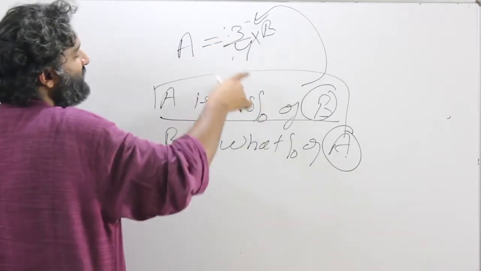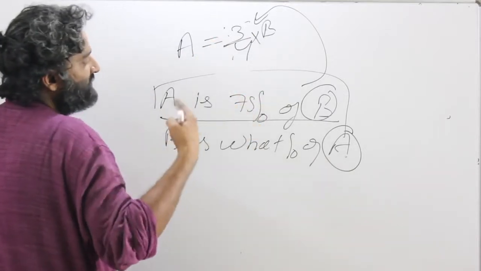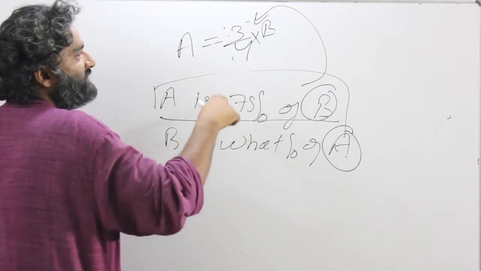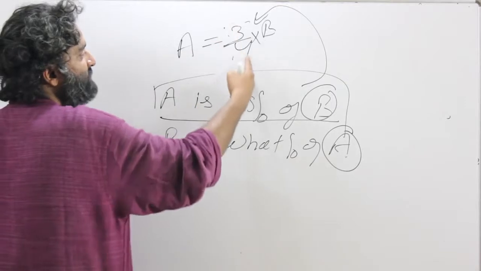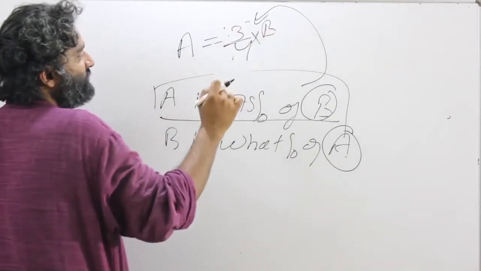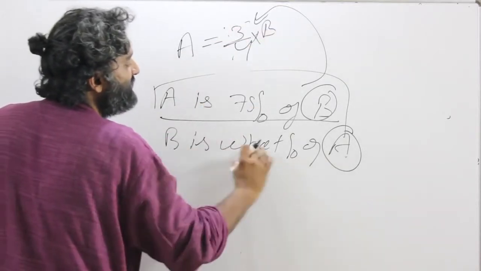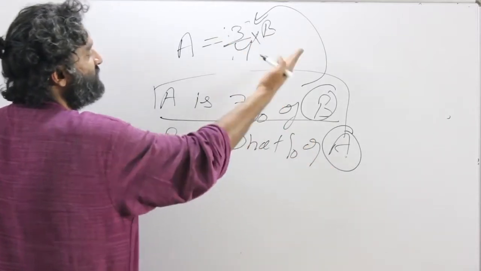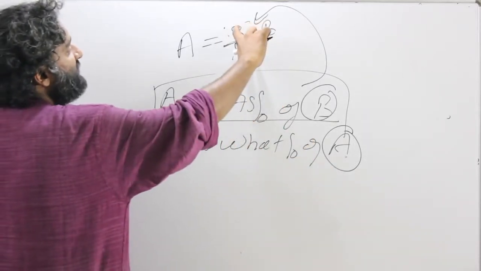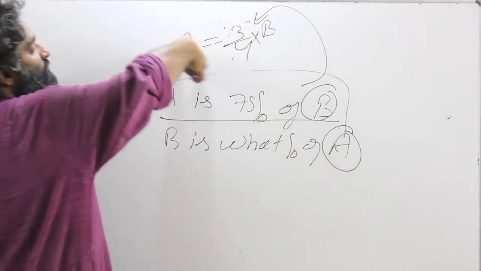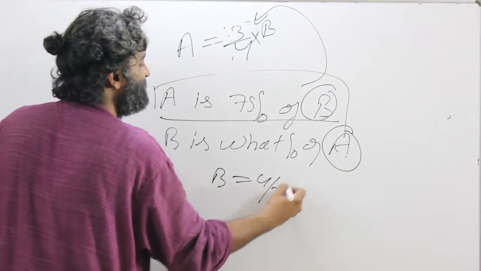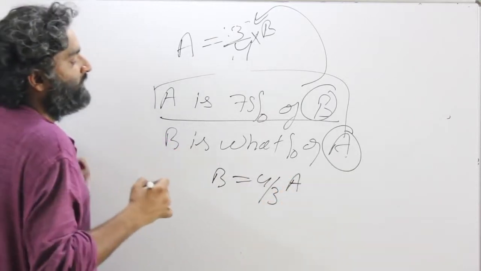And we don't want to write the whole thing. We want to start doing it in the head, and the steps would be 75%. The fraction for this would be 3 by 4. A is 3 by 4 of B. Is that okay? Now, but the question was, B is what percentage of A? That means B was supposed to be expressed in terms of A. I can do this very easily. I can take this 3 by 4 and move it this side. So it will become B is equal to 4 by 3 of A.